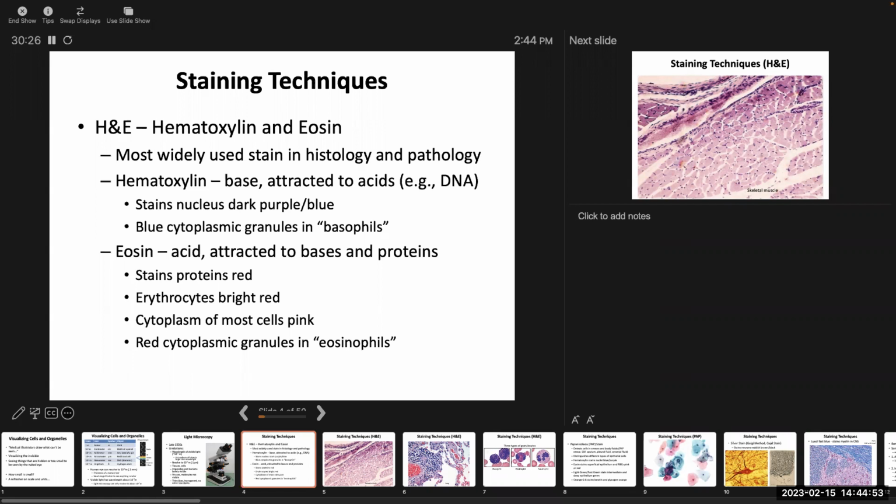You know, back when the H&E staining method was first invented, people noticed that you stain blood with H&E, and some of them have blue cytoplasmic granules, they love base, and then others have these bright red cytoplasmic granules, they love the eosin. So hence eosinophil, or loves eosin.